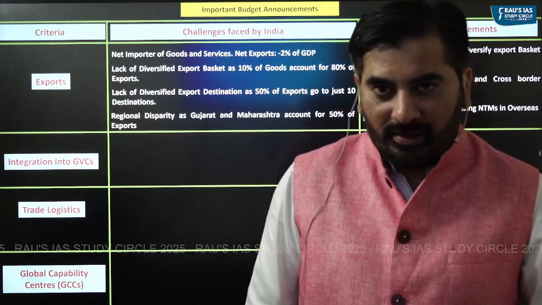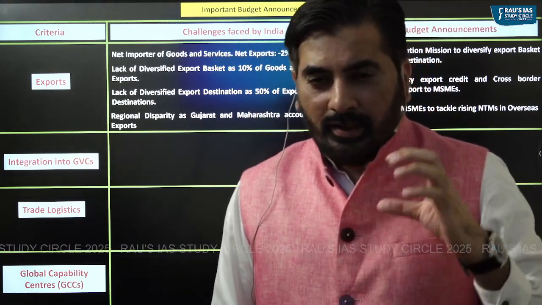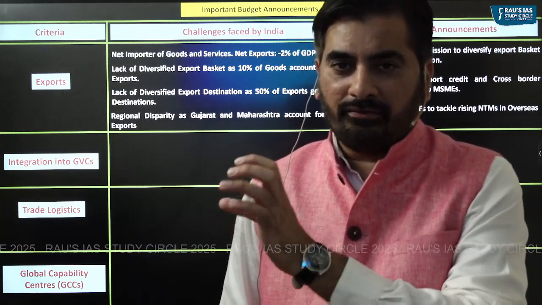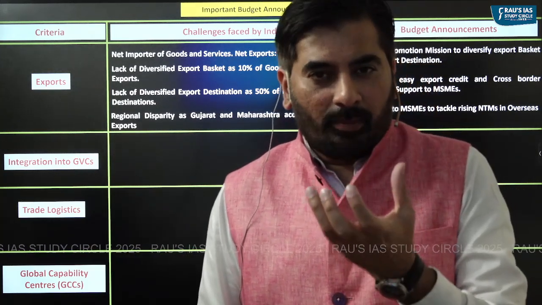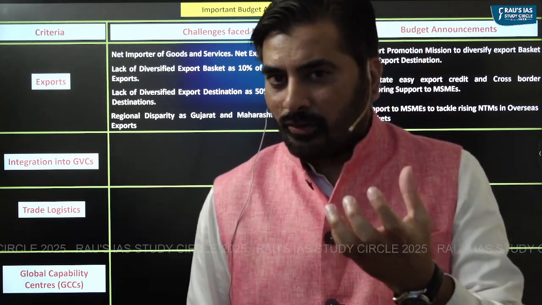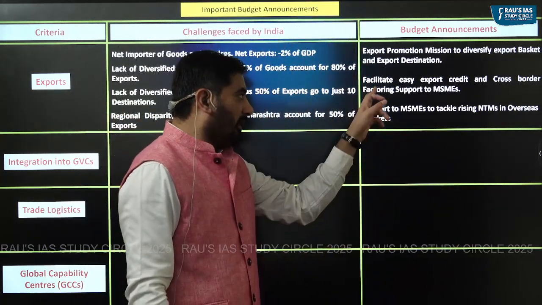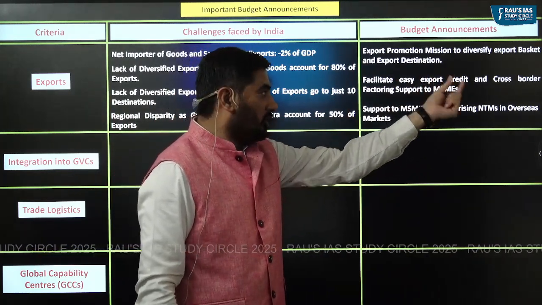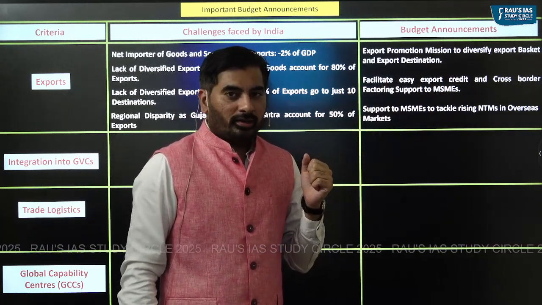Further, MSMEs are considered to be the backbone of the Indian economy. They account for almost 40 to 45% of our manufacturing exports. But these MSMEs face a number of problems and challenges. One of the most important problems is lack of access to credit. So in order to ensure that MSMEs get easy credit, we are going to facilitate export credit as well as cross-border factoring support. So what do you mean by cross-border factoring support?